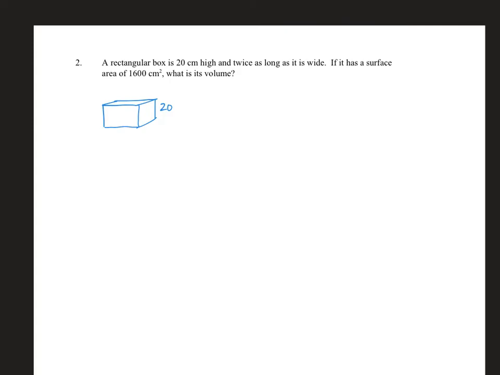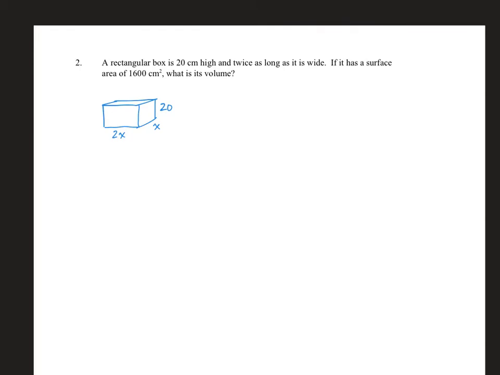So here would be another instance where I think we would be much more comfortable. Since it says it is twice as long as it is wide, then we make the lesser dimension x, and therefore the longer dimension 2x.